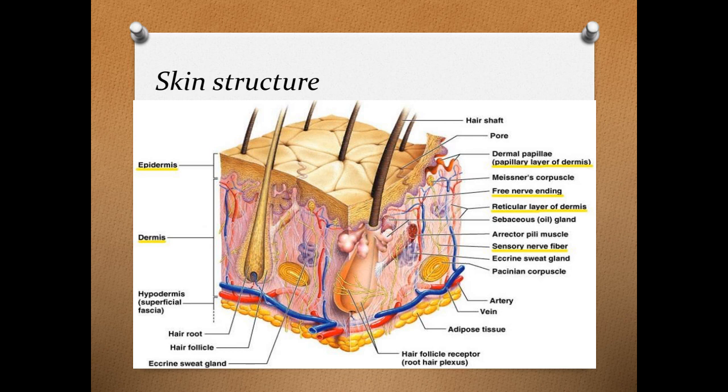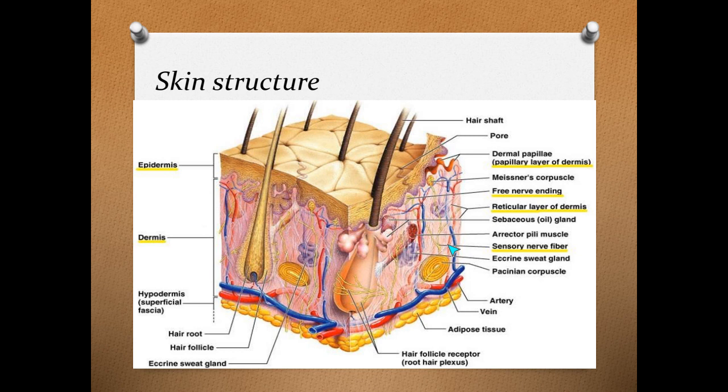Where is the pointer? Yes, this is the pointer. So this is the papillary dermis. It is formed in the form of these papillae, like this. And as you can see, it contains many things. Among the things which it contains are the capillaries of the skin and the free nerve endings. And then you have the inner layer of the dermis, which is the reticular dermis.